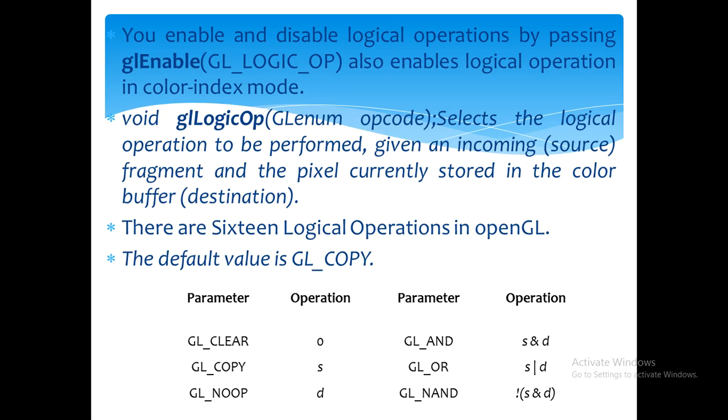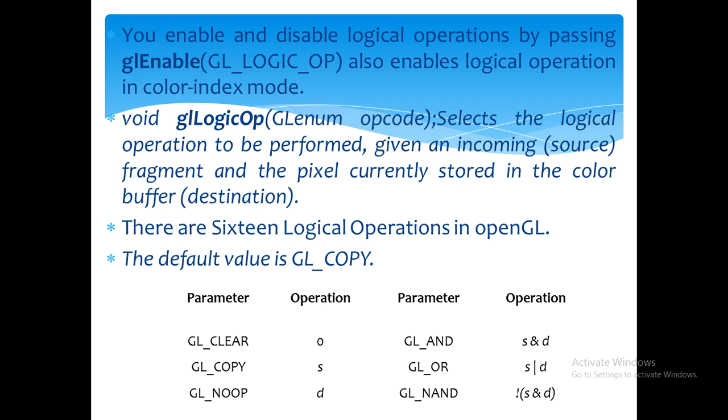Then the parameter opcode we have given. For example, for the logical opcode GL_CLEAR, if you are using GL_CLEAR, then the operation result will be 0, meaning it will clear everything. If you use GL_COPY, whatever source is coming, as it is the source will be copied there. Means if the source is red color, you will see a red color pixel. If the source is green color, you will see green color, right? Like that. That is copy.